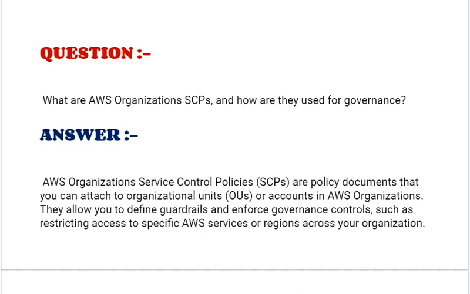Our next interview question is: what are AWS Organizations SCPs, and how are they used for governance? Your answer should be: AWS Organizations Service Control Policies, SCPs, are policy documents that you can attach to organizational units, OUs, or accounts in AWS Organizations. They allow you to define guardrails and enforce governance controls such as restricting access to specific AWS services or regions across your organization.